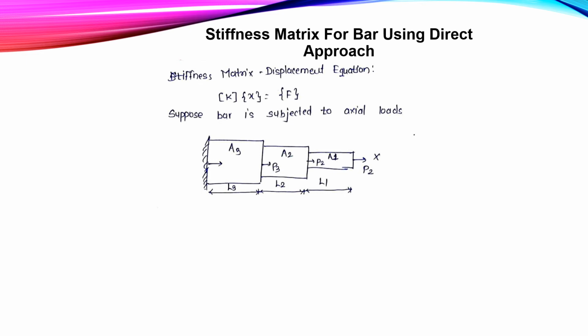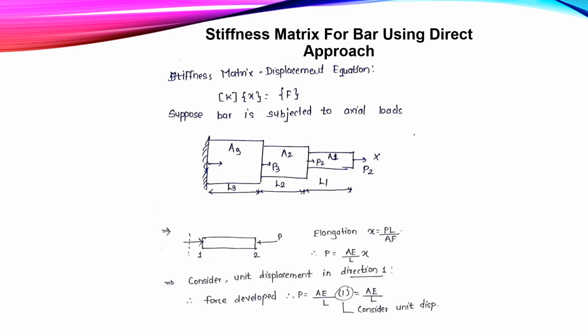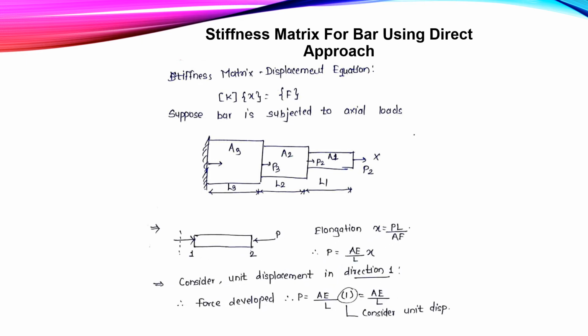So the stiffness matrix displacement equation for the bar element is K into X is equal to F. Suppose the bar is subjected to axial loads, that is P1, P2 and P3. So consider one element having nodes 1 and 2 and load P acting axially. So elongation X is equal to PL upon AE. So P is equal to AE upon L into X.